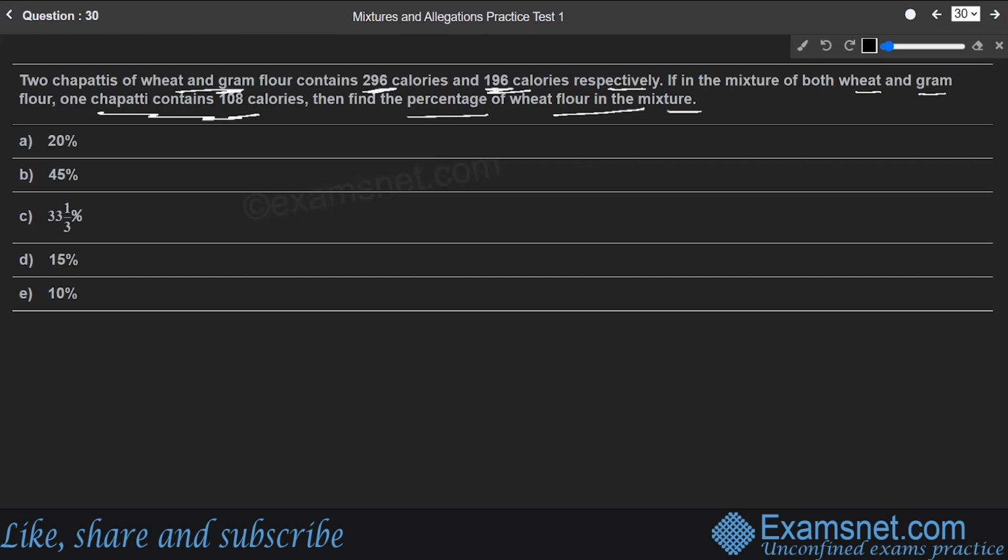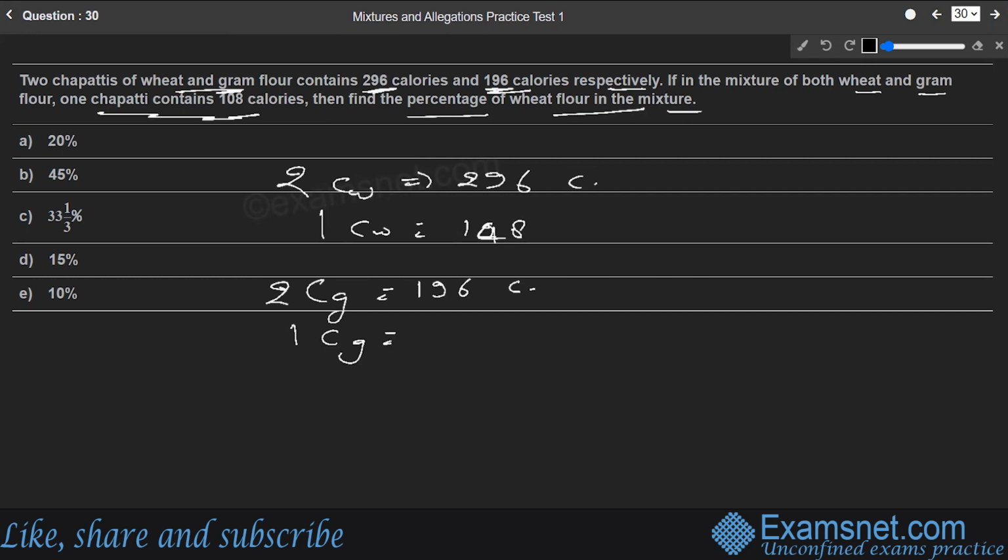So the first thing that we understood is two chapatis of, let's say, wheat type have got 296 calories. So one chapati of wheat will have how much? Half of it. That is nothing but 148 calories. Similarly, two chapatis of the gram flour contain 196 calories. So one chapati of gram flour will contain how much? Just half of it. That is nothing but 98 calories.